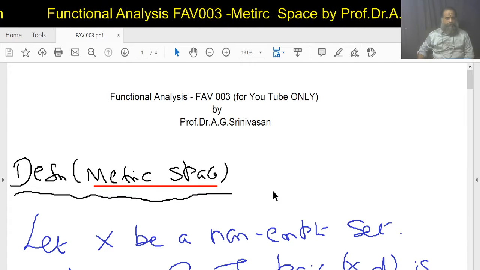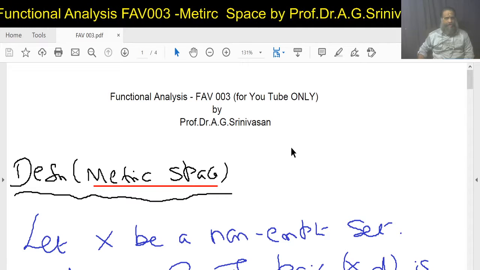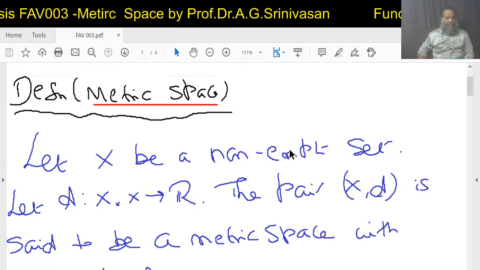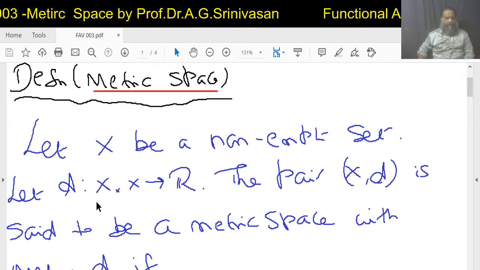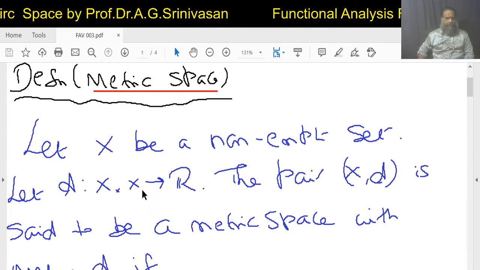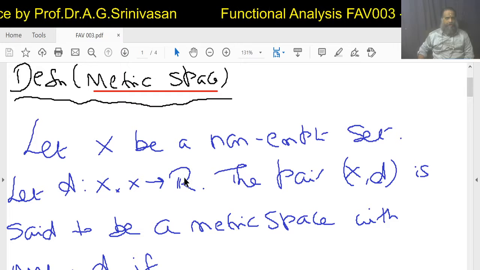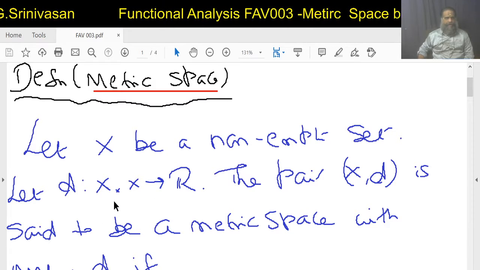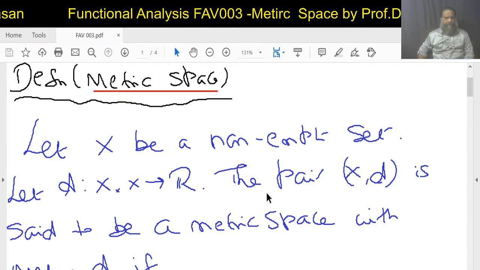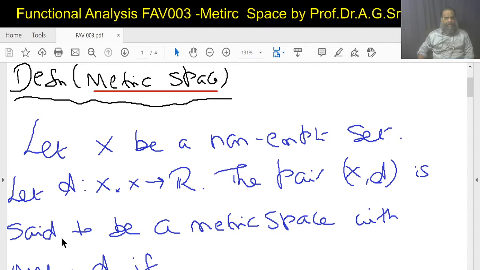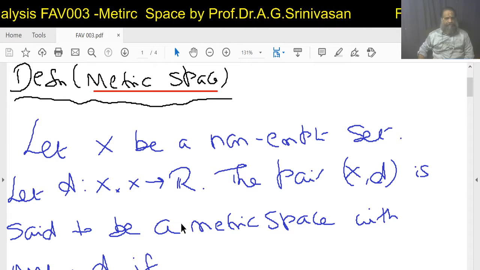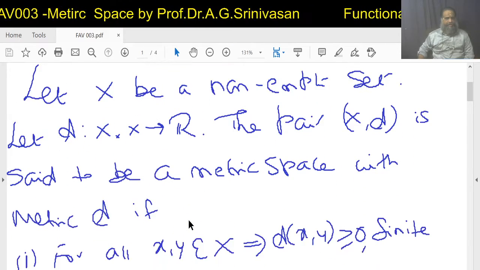Let us continue with the definition of a metric space. Let X be a non-empty set. Let D be a mapping from X cross X to R, the set of all real numbers. X cross X is the Cartesian product of X with itself. Then the pair (X, D) is said to be a metric space with metric D if it satisfies four conditions.